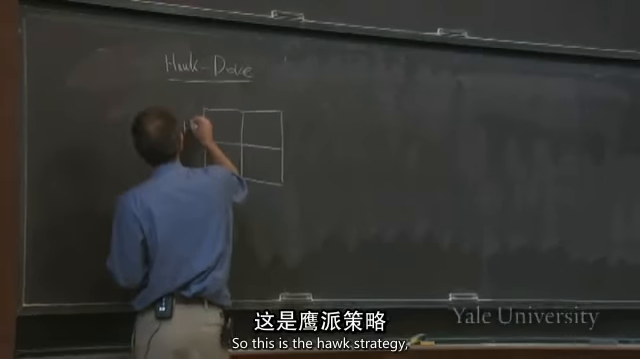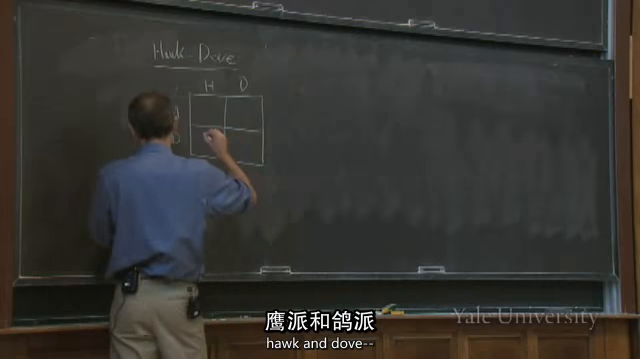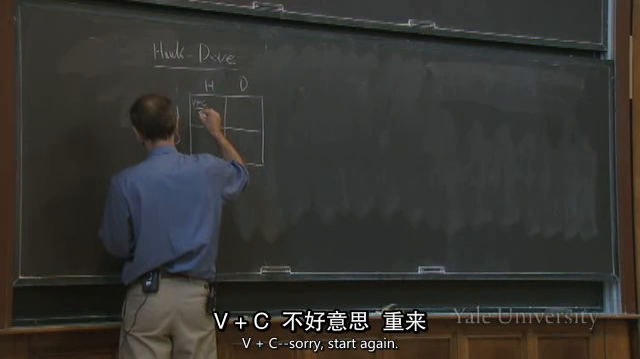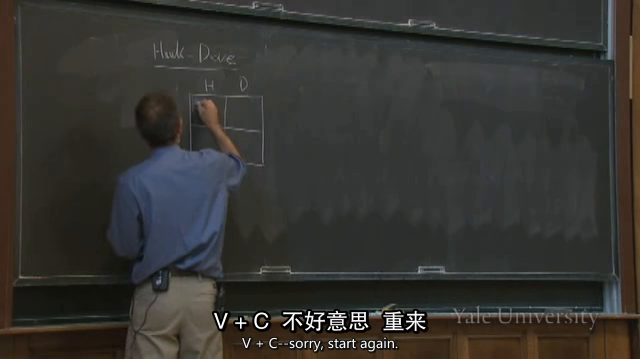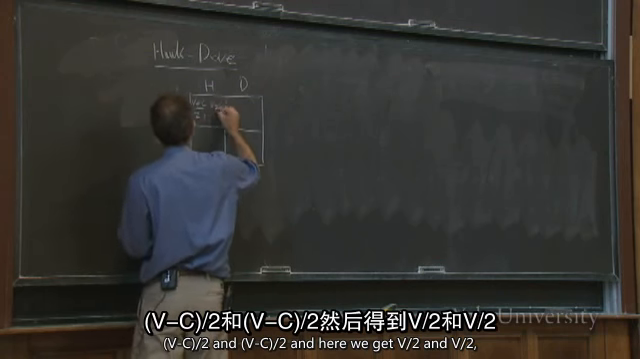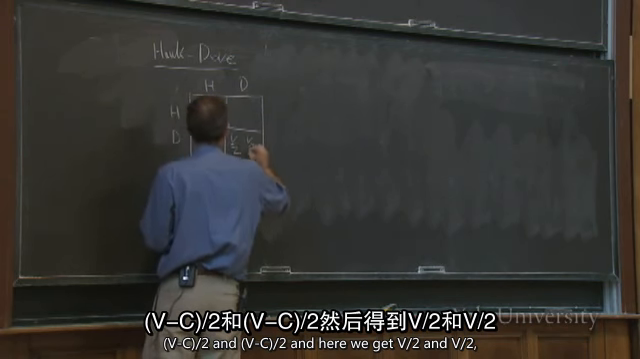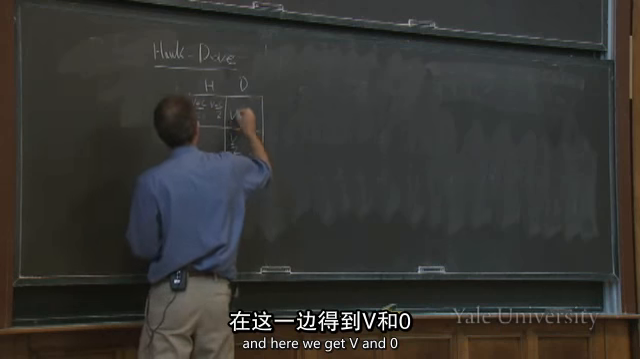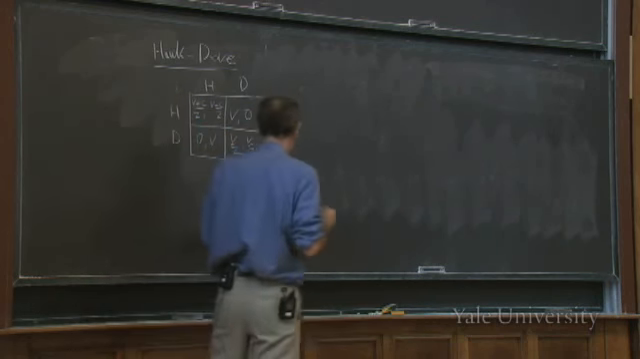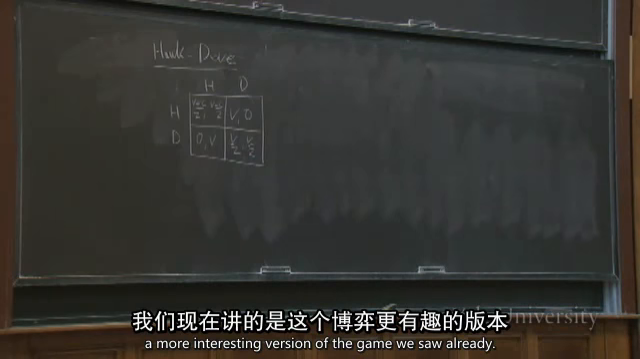All right? So this is the hawk strategy, this is the dove strategy, hawk and dove, and the payoffs are as follows: V minus C over 2 and V minus C over 2, and here we get V over 2 and V over 2, and here we get V and 0, and here we get 0 and V. All right, so this is a generalization, a more interesting version of the game we saw already.